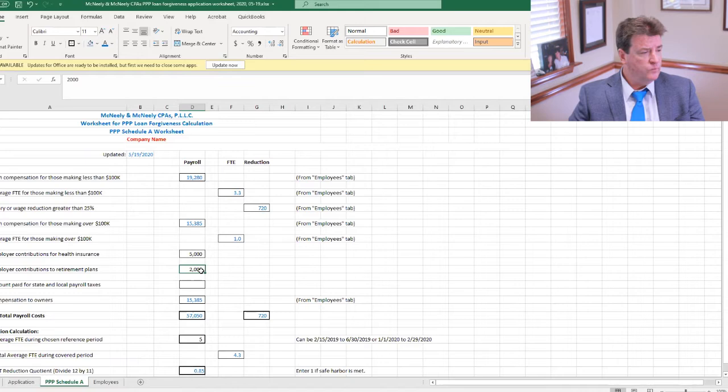Question: if owners have a salary less than 100K, but it is more than 100K when adding shareholder distributions, are they still included in Schedule A? No, it's just the payroll portion, not the distributions that don't go through payroll. So if you're an S Corp, this would probably be only applying to an S Corp. If you're taking out payroll and then you're also taking some distributions out, which is typical of an S Corp shareholder or owner, you only count the payroll portion, what's going through payroll.